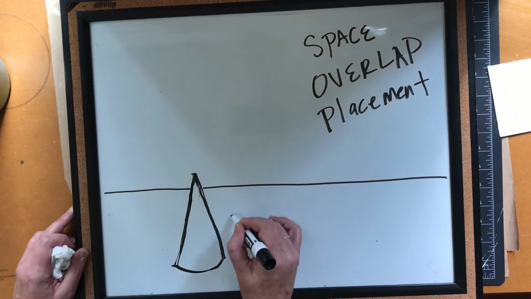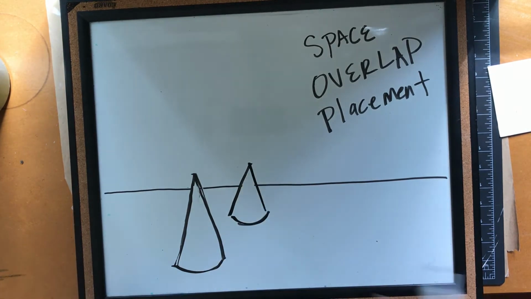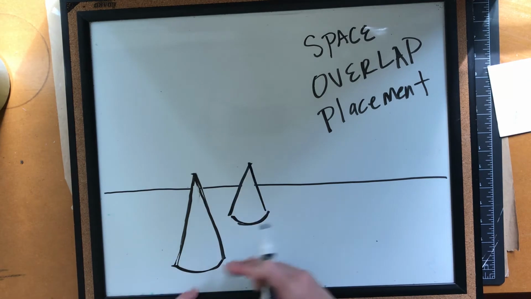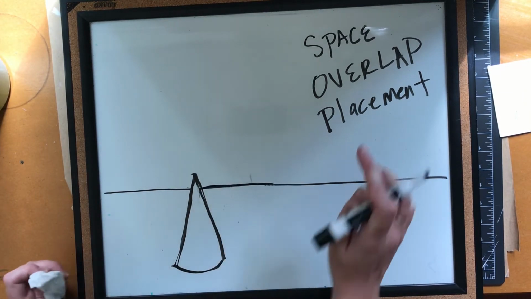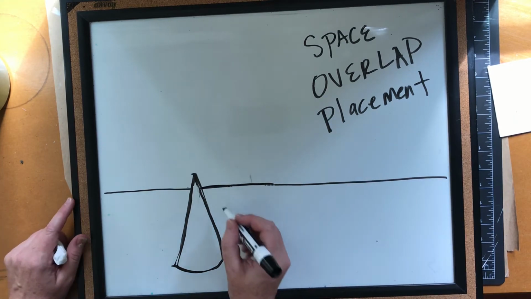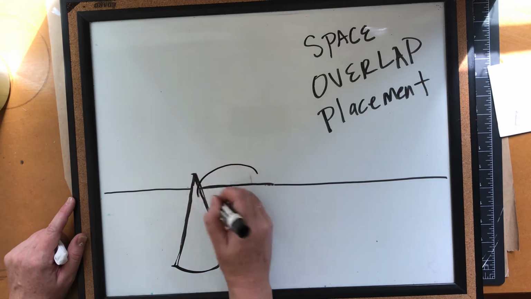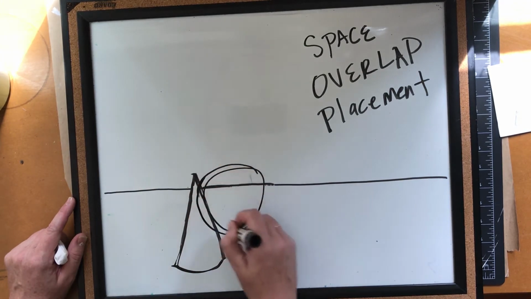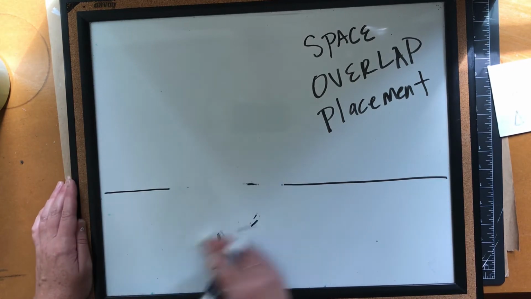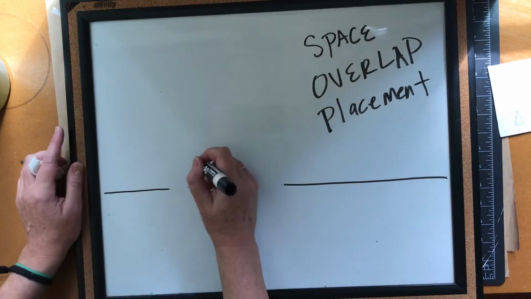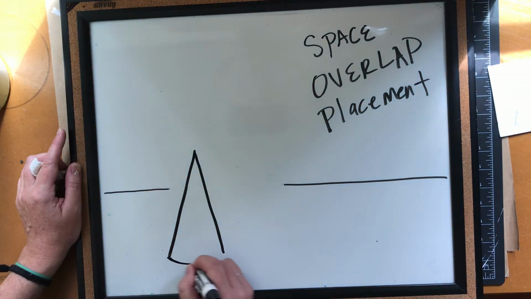Then let's say if I put one right here, this appears to be closer because it's below the horizon line, okay? So I'm going to use overlap and placement together. So right away, let's say I'm going to put a circle right here. Oh, and that's terrible. Okay. I think I'm going to make my cone a little bit bigger. Okay.